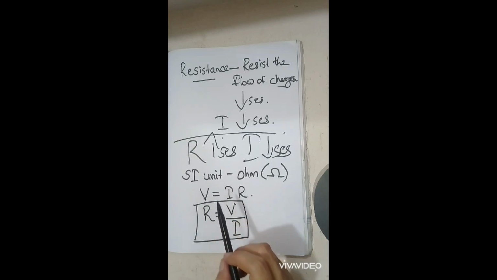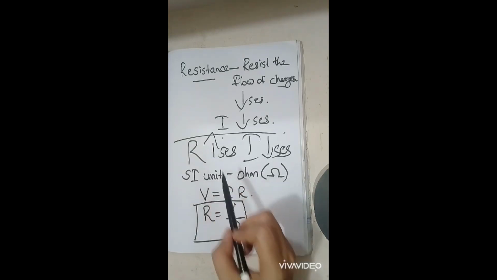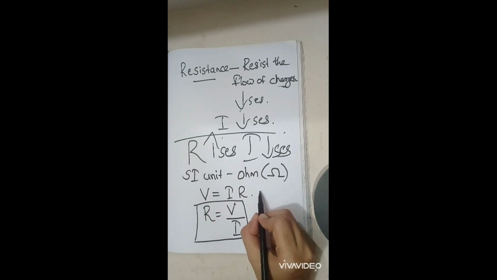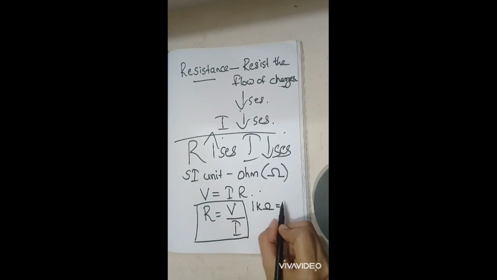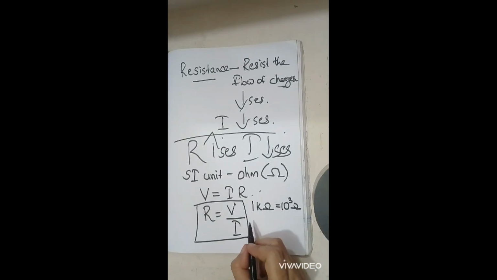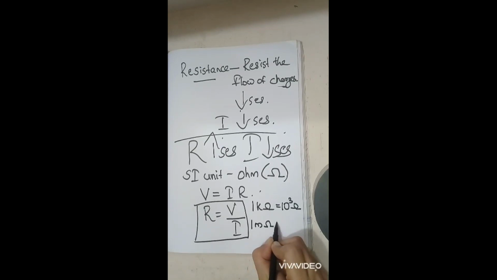Okay. We already said that the unit of resistance is ohm. Then 1 kilo ohm is equal to 10 raised to 3 ohm. Okay. 1 milli ohm is equal to 10 raised to minus 3 ohm. That is, milli means 1 by 1000. Kilo means 1000. Okay. Clear? The SI unit of resistance is ohm.